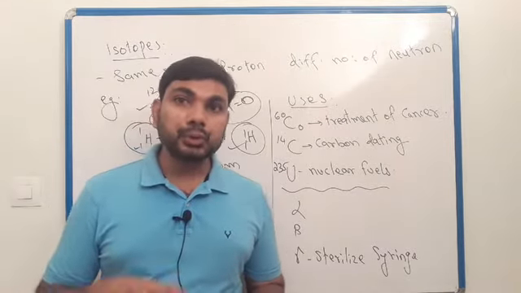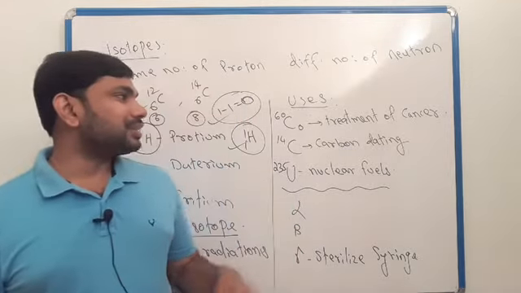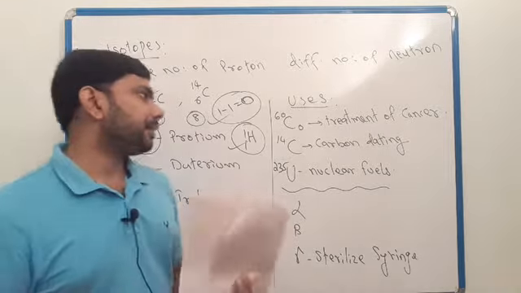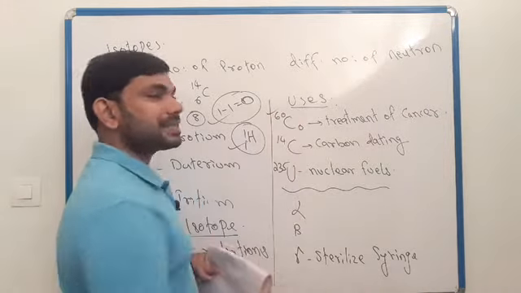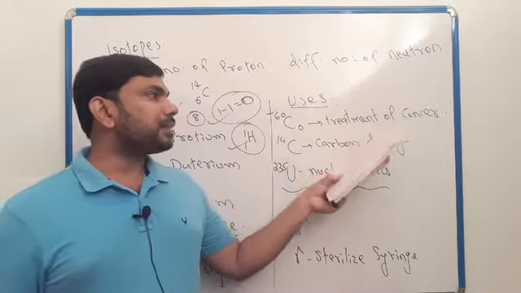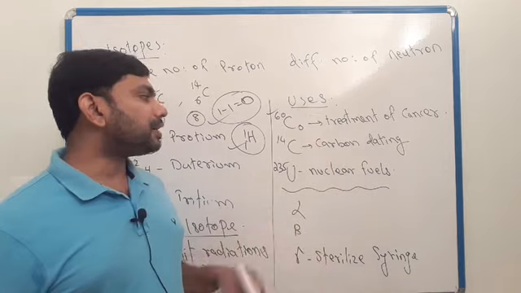Radioactive isotopes are used for cancer treatment. The radioactive isotope of cobalt is cobalt 60. Here Co means cobalt, and the mass number is 60. Cobalt 60 is used for treatment of cancer. For cancer treatment we will use cobalt 60.